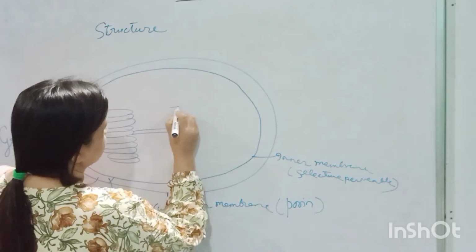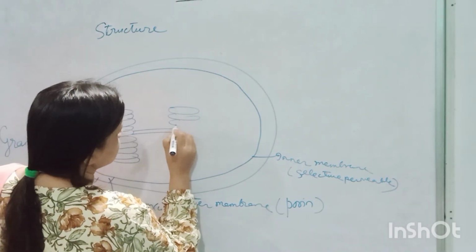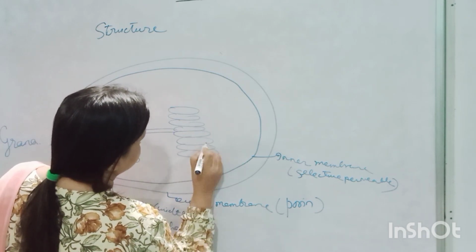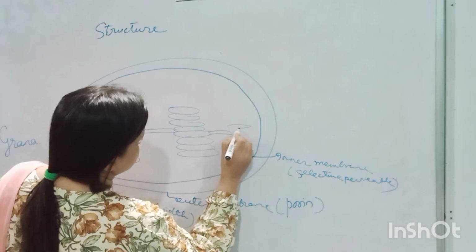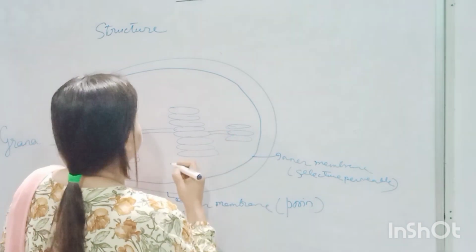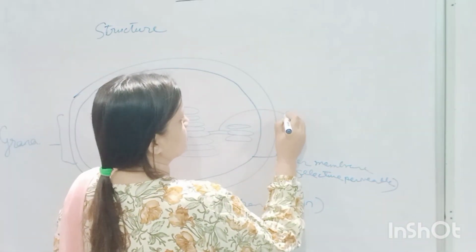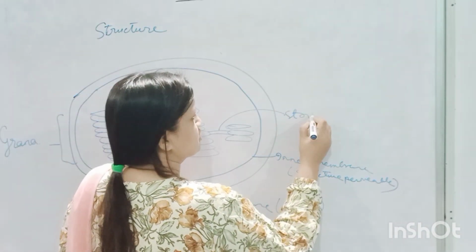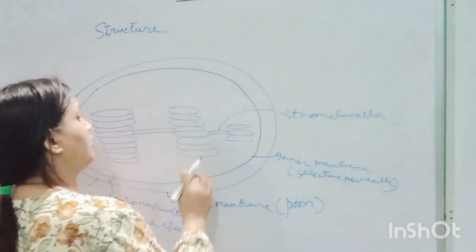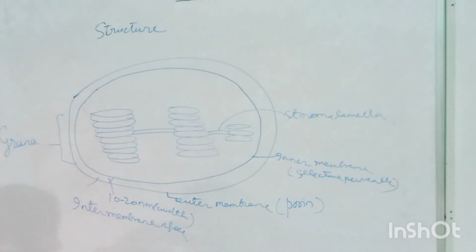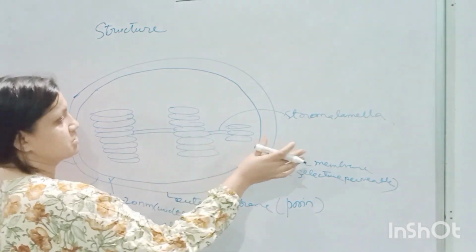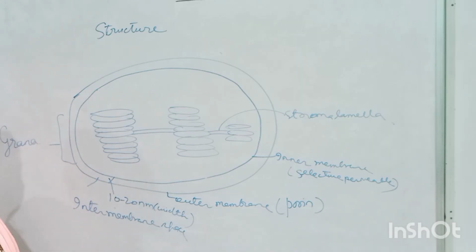And they are connected with another thylakoid also. So there is an interconnection like this. And this is called stroma lamella, which connects the two thylakoids. So there is the outer membrane, the inner membrane, and the stroma lamella.